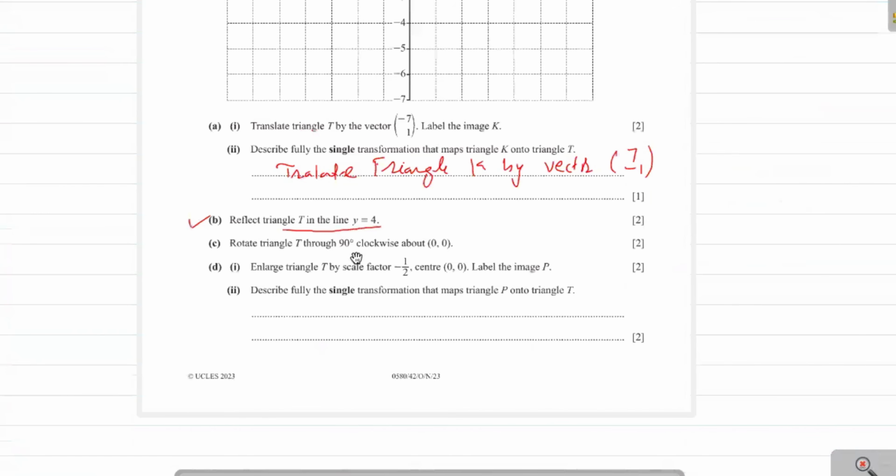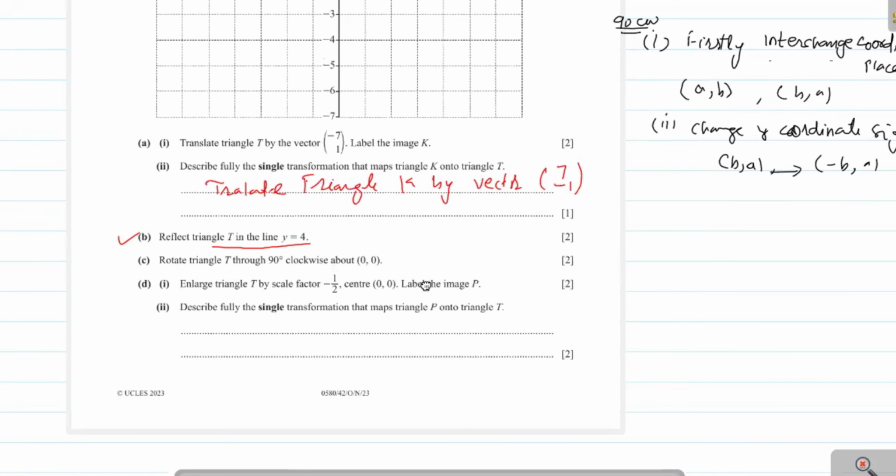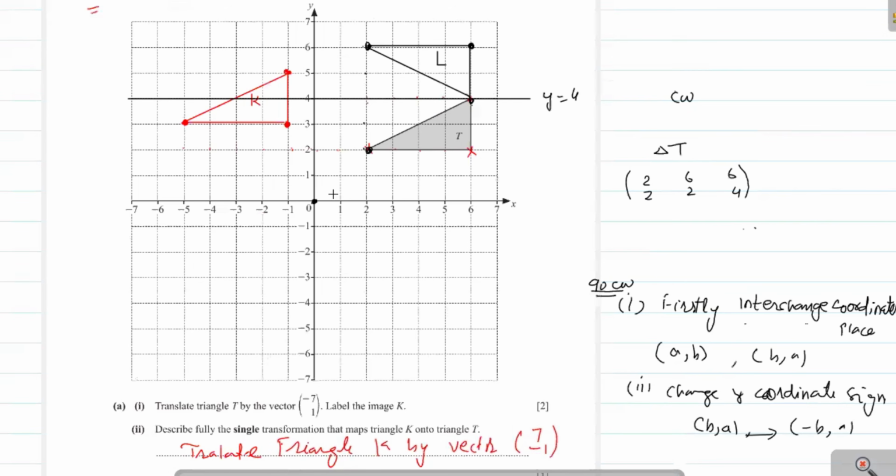Now part C: rotate triangle T through 90 degrees clockwise about O. Now this is the center of rotation, (0, 0). Now we have to rotate this triangle T through 90 degrees about O. This triangle has the points (2, 2), (6, 2) and (6, 4), and we write these points first. After writing these points, we have to rotate all these points through 90 degrees. There is a shortcut for 90 degrees clockwise about O.